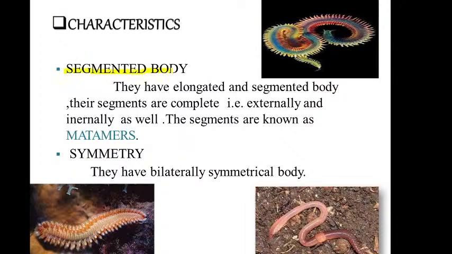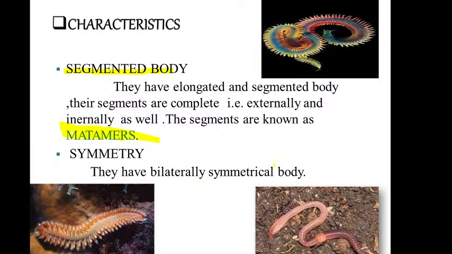They have an elongated and segmented body. Their segments are complete, that is, externally and internally as well. The segments are known as metamers. So the segments on the earthworm, or the annelida, are known as metamers.